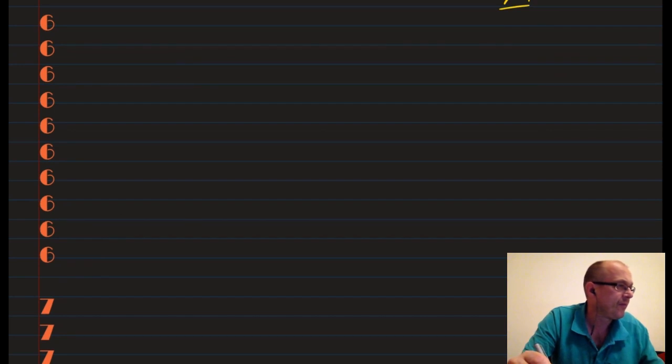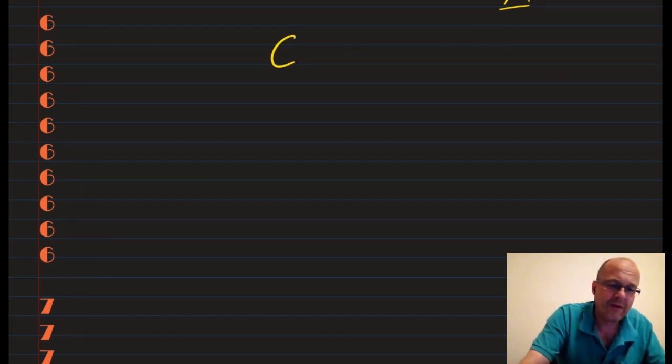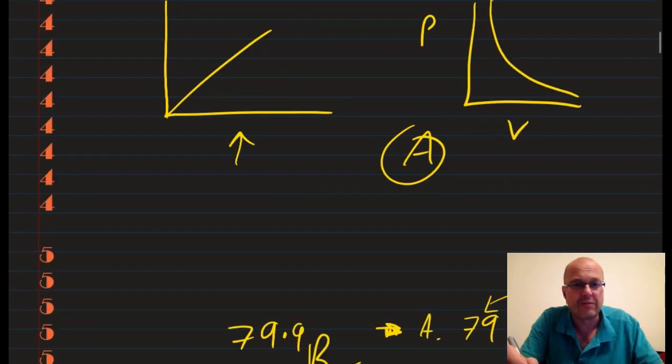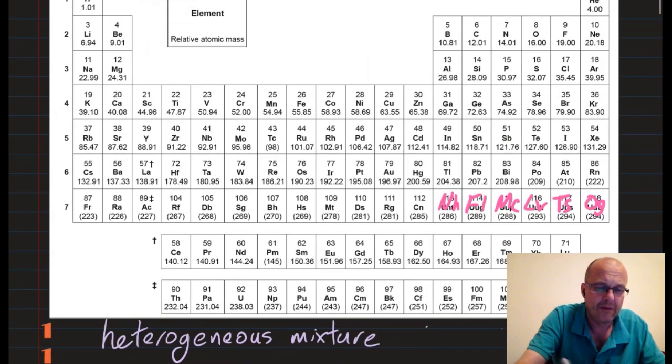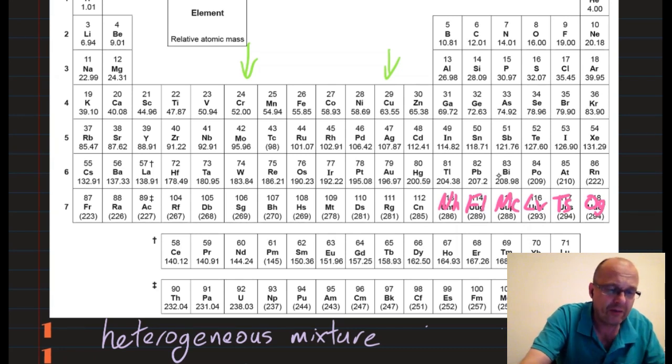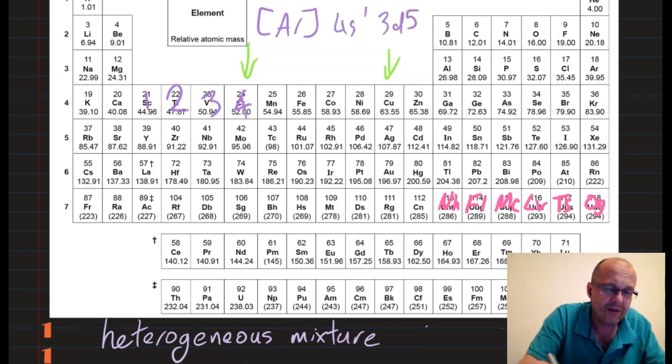6. So they love chromium and they love copper, because those are the 2 exceptions. Let's go to the periodic table. Chromium and copper are the exceptions. So which one have we got here? Chromium. So you're tempted to go 3d1, 3d2, 3d3, 3d4, but no. It's argon, 4s1, 3d5.